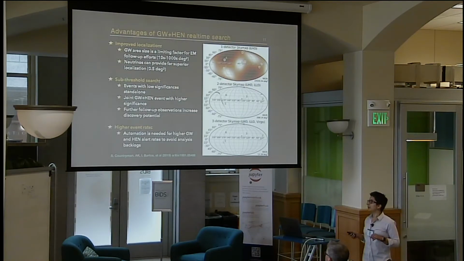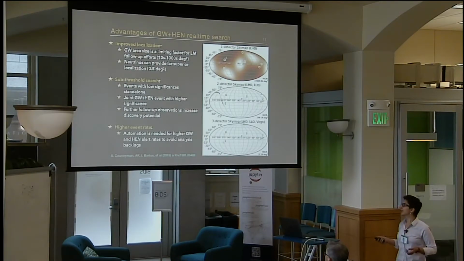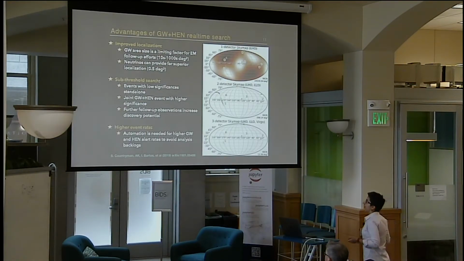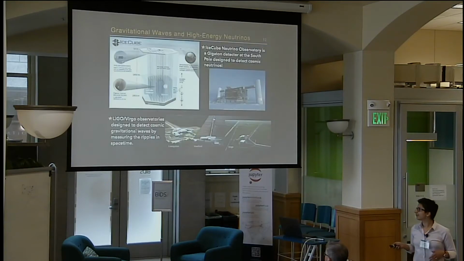And as you know, there are a lot of gravitational wave events, and it will be increased in the following years. So it is very important to automate things, because if we do not, then we will have analysis backlogs, and we cannot control all of these searches.